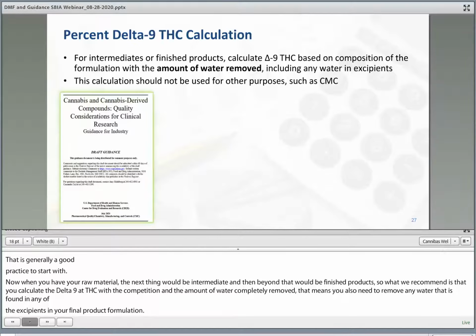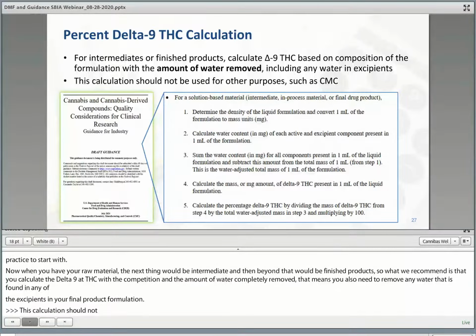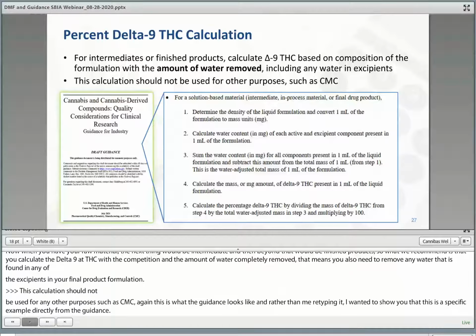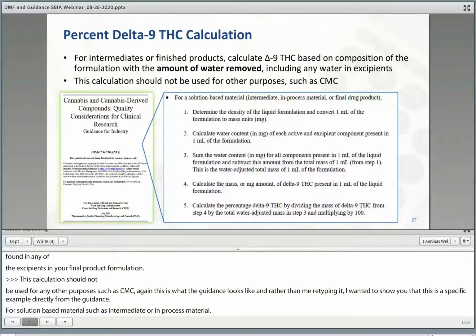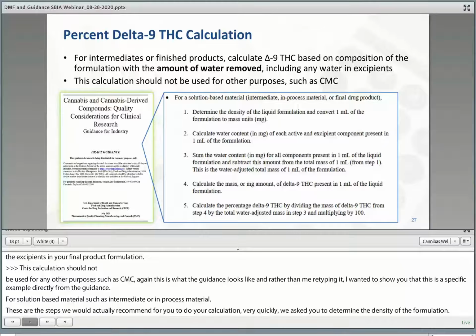And here again, this is what the guidance looks like. And rather than me retyping it, I just wanted to show you that this is a specific example directly from the guidance. So for a solution-based material, such as an intermediate or an in-process material, these are the steps that we would actually recommend for you to do your calculation. Very quickly, we asked you to determine the density of the liquid formulation, convert it to a milliliter of formulation to mass units. You calculate your water content. You sum up the water content for all of those components. Make sure you're subtracting that from your total mass from step 1.